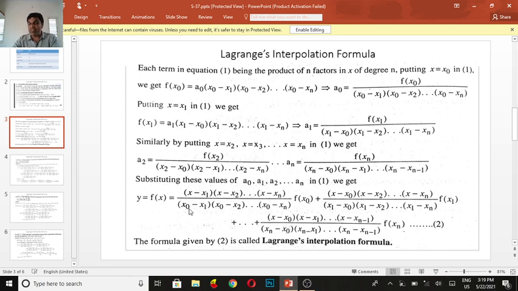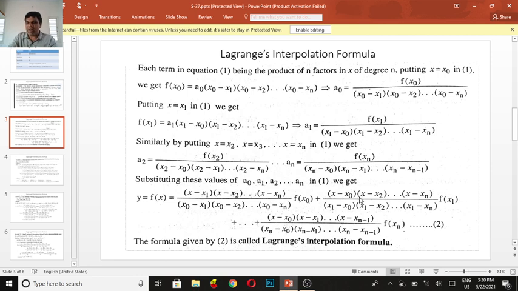The denominator starts from x naught minus x1, x naught minus x2, and so on, in f of x naught. Similarly, in f of x1, x minus x1 does not appear. So you observe the formula. This is the formula in the Lagrange's interpolation form.